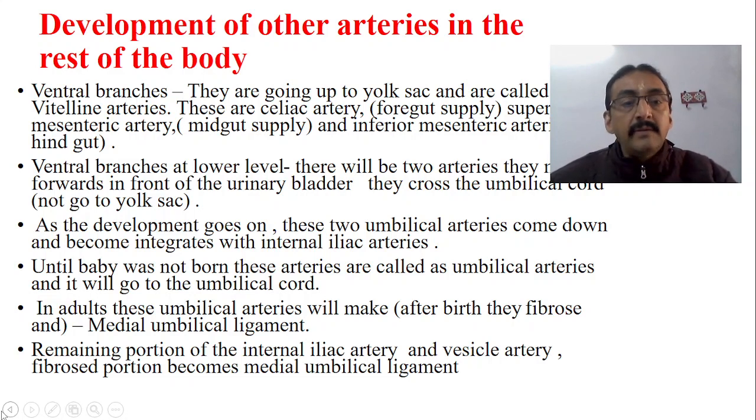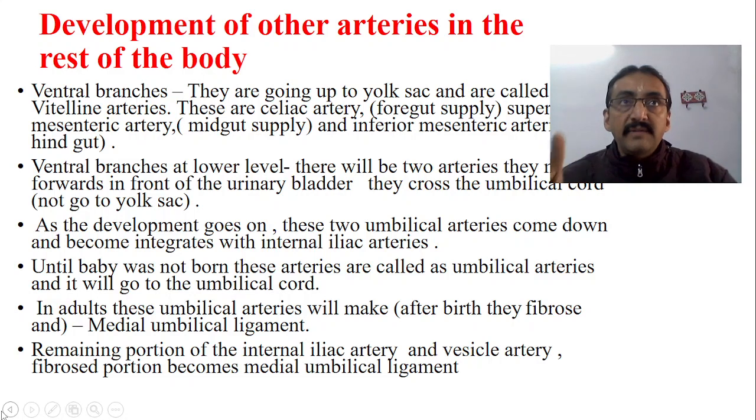Until the baby is born, these arteries are called umbilical arteries and they go to the umbilical cord. After birth, these umbilical arteries disintegrate and are called the median umbilical ligament, which is attached to the apex of the bladder and holds the bladder up. The remaining portion of the internal iliac artery and the vesical artery, their fibrosed portion, becomes the median umbilical ligament. So this is how the umbilical arteries are formed.